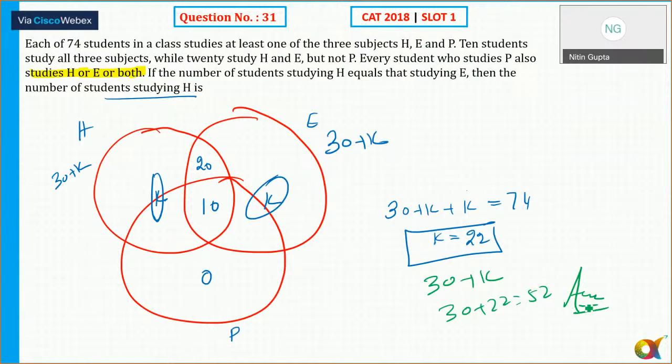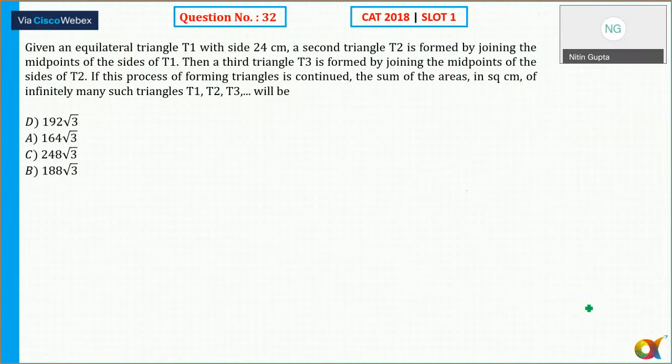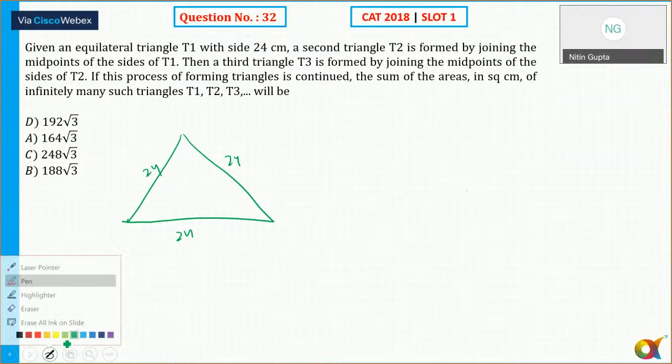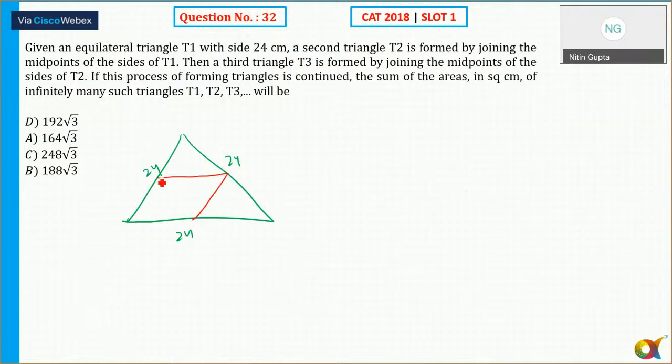Okay, so let's move to the next question then, 32. Consider an equilateral triangle T1 with side 24, 24 and 24. A second triangle T2 is formed by joining the midpoints. We know that whenever we join the midpoints of the sides, the length will always become half of the third side and it will be parallel. So this length will be 12 and 12 and 12.